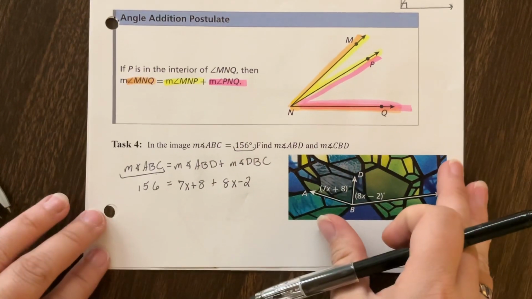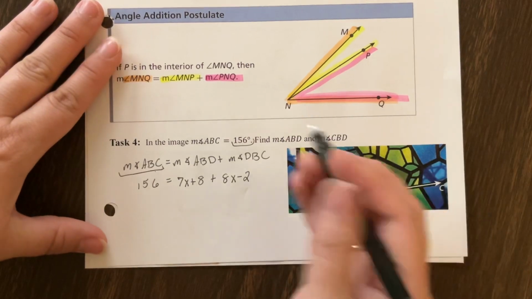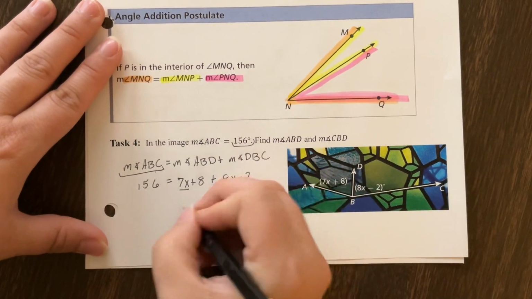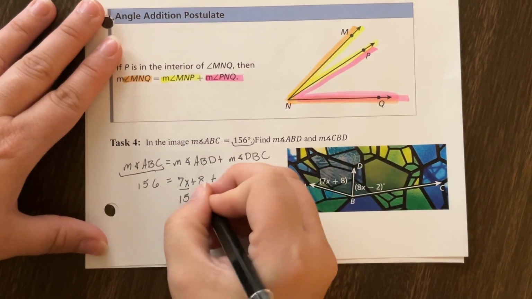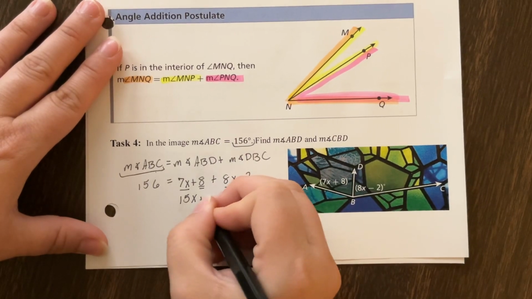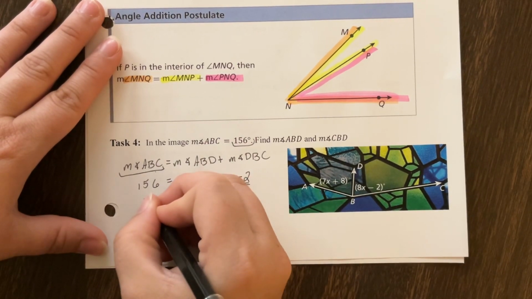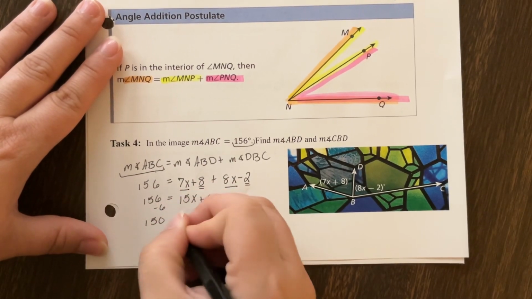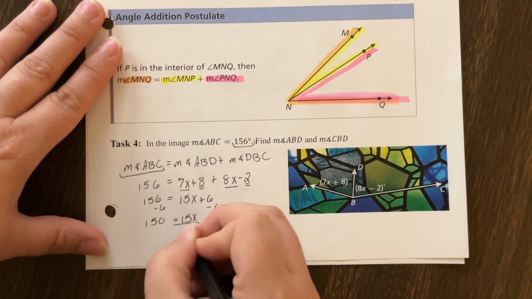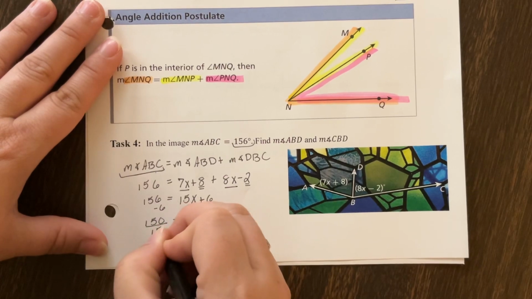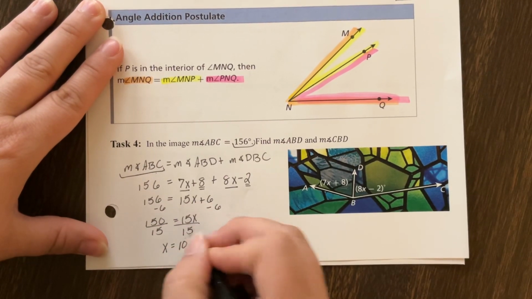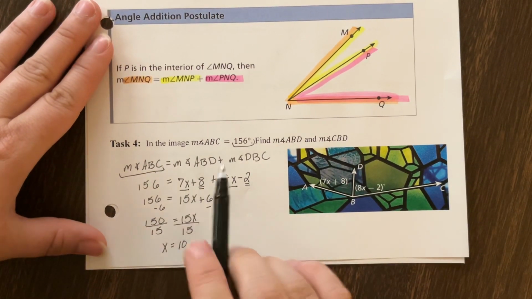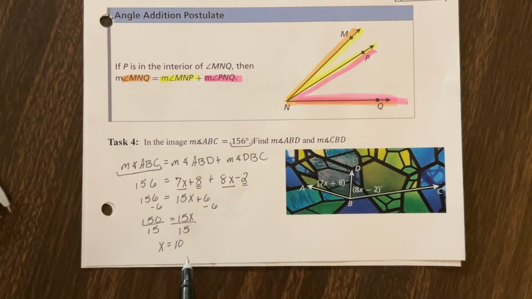Now we've turned this into an algebra problem that we can use our algebra skills on. I'm going to put together like terms. 7x and 8x, 15x. 8 and negative 2 would be plus 6 equals 156. Subtract the 6 from both sides. 150 equals 15x. Divide both sides by 15. X equals 10. So we now know x is 10. Very common. We would just circle our answer here and say we're done, but we're not.